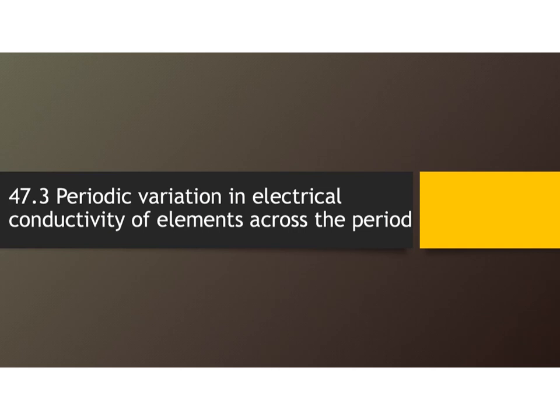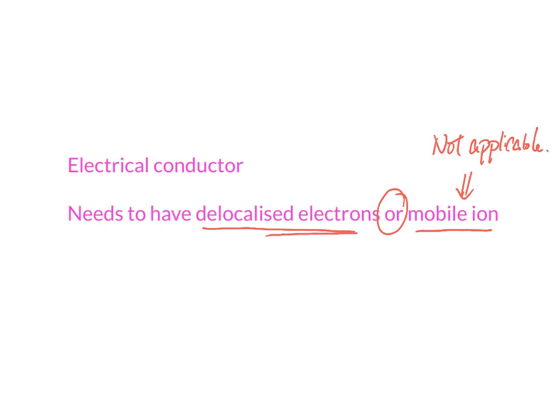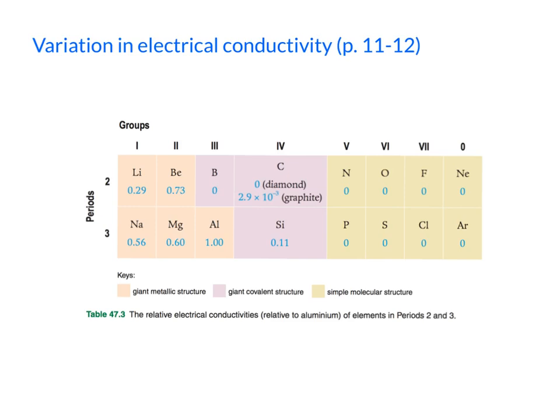Okay, so for 47.3, we're going to talk about the variation in the electrical conductivity of the elements across the period. For an electrical conductor, you should remember that they must contain delocalized electrons or mobile ions. But right now we are talking about elements, so mobile ions are not really applicable. Most of the time we'll just see whether they contain delocalized electrons or not.